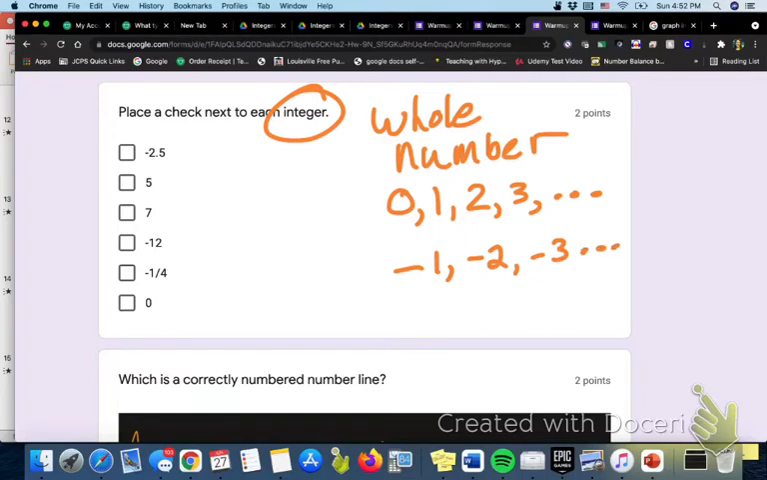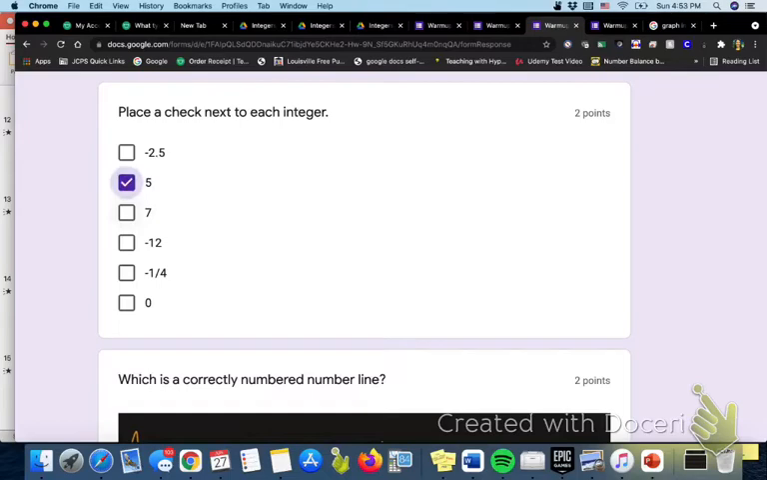So if we look in our activity, where it asks us to place a check mark next to each integer, a lot of people would be tempted to pick -2.5, but 2.5 isn't a whole number because it's halfway in between -2 and -3. So even though it's got a negative in front of it, it's actually not an integer. Same thing, since this one is a fraction, that one is also not an integer. So that leaves the ones that we need to check, which are 5, 7, -12, and 0.